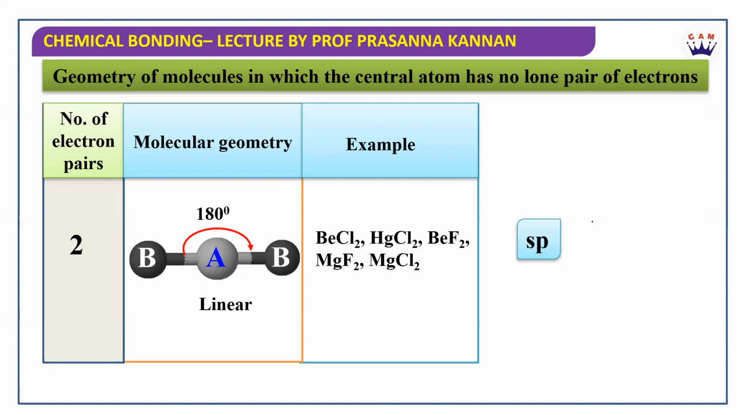Okay, fine. So now, do you get it, guys? If there are two bonded pairs, what happens? They repel maximum, and they are 180 degrees apart. If you keep them so, the molecule will be stable. Correct?